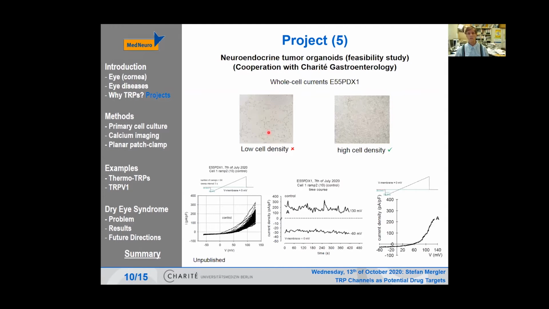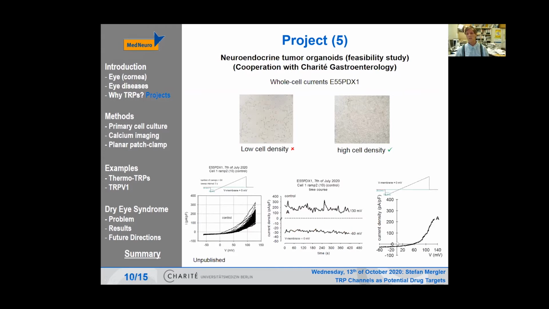It was too low. We could not record because the density was too low, but this density was sufficient, and these are only control currents, only checking whether it's feasible to record these cells. Interestingly, it could be recorded. As you can see here, there's a ramp protocol from -60 to +130 millivolts. These are the corresponding answers, and there's a time course showing constant outward currents and inward currents.